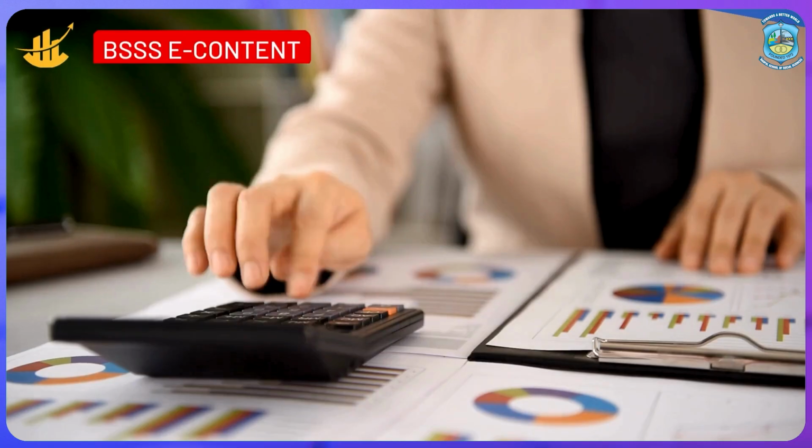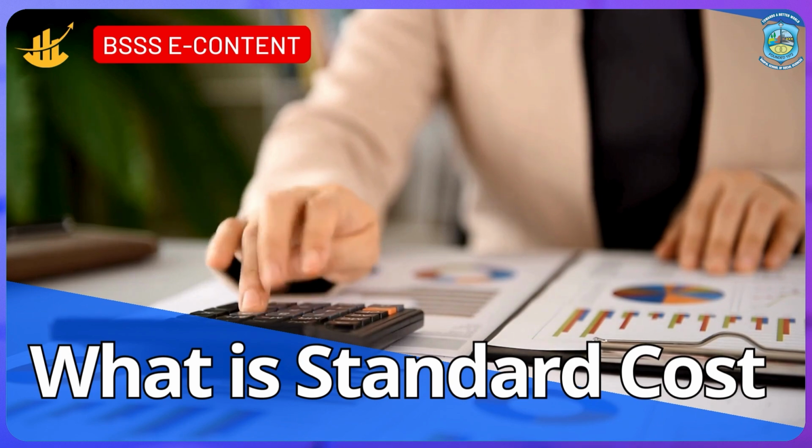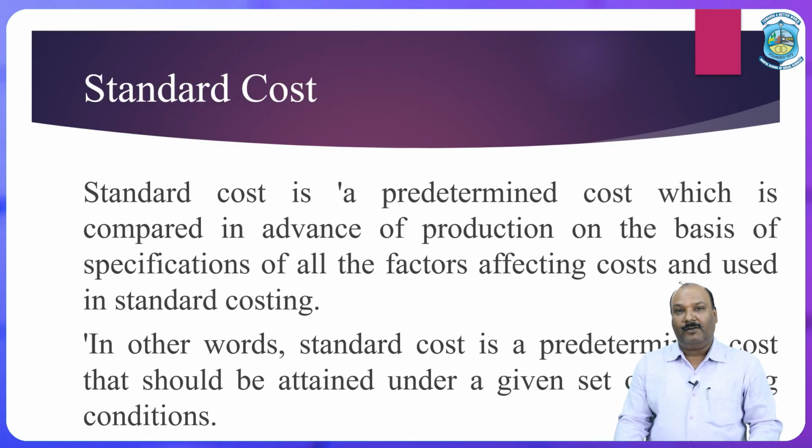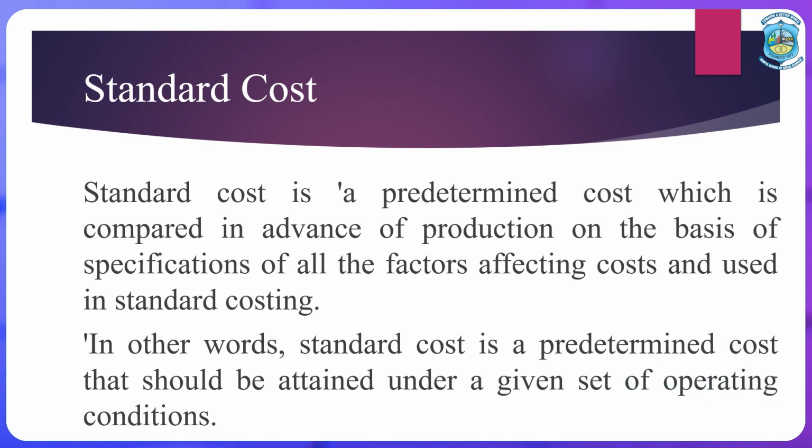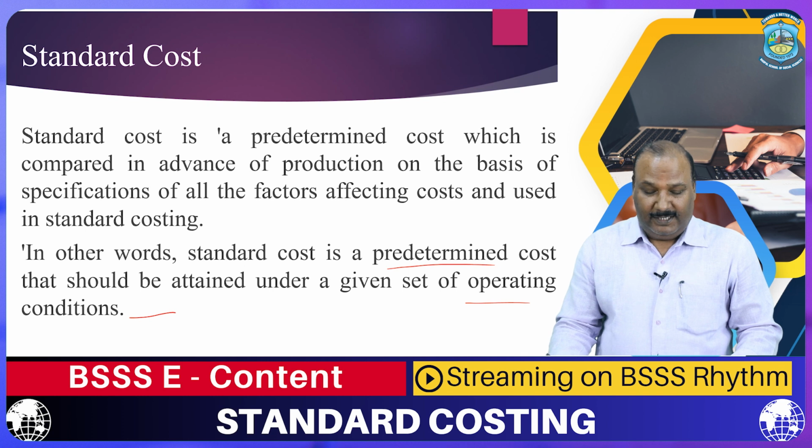Let us start. First of all, I would like to discuss standard cost. Standard cost is a predetermined cost which is computed in advance of production on the basis of a specification of all factors affecting cost. In other words, standard cost is a predetermined cost that should be attained under given operating conditions. These specified conditions will be there to settle down the standard cost.